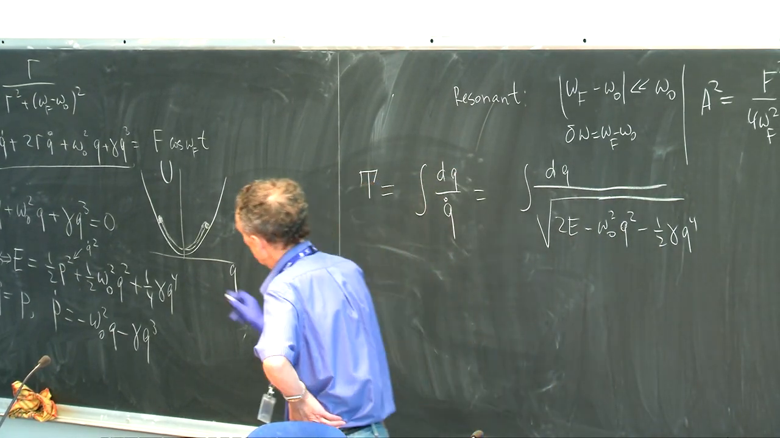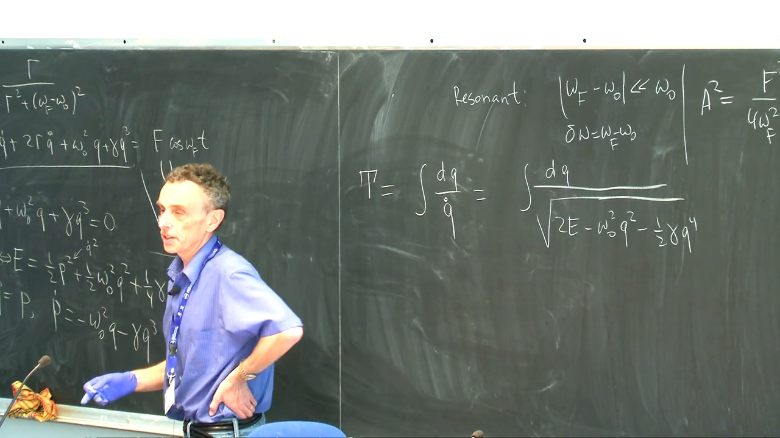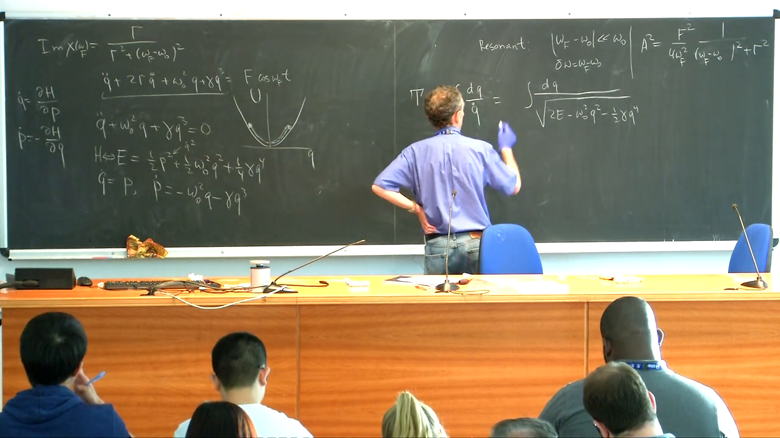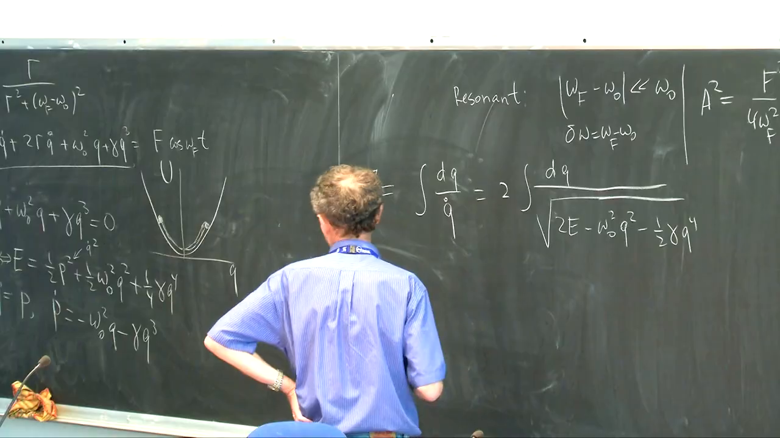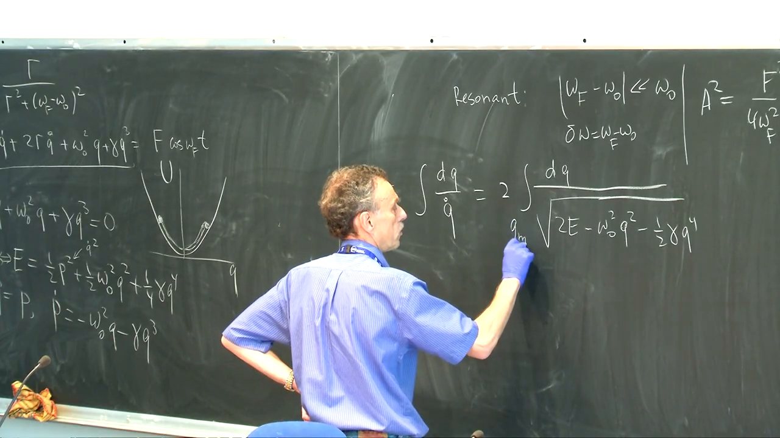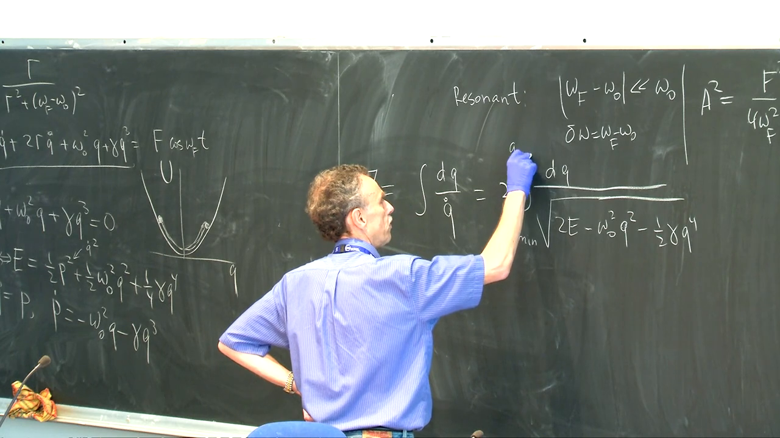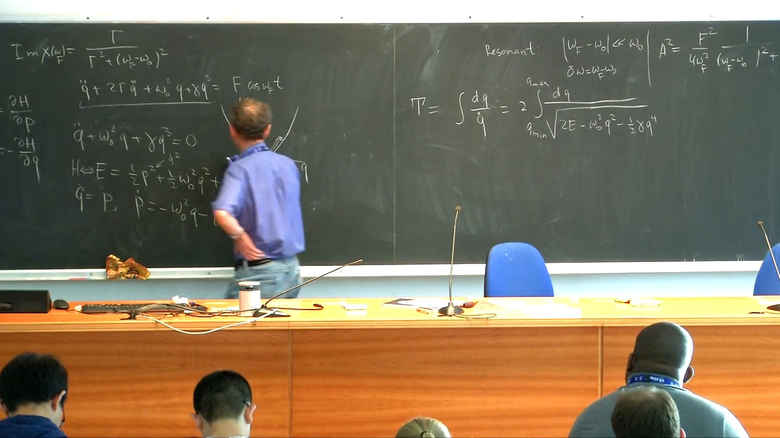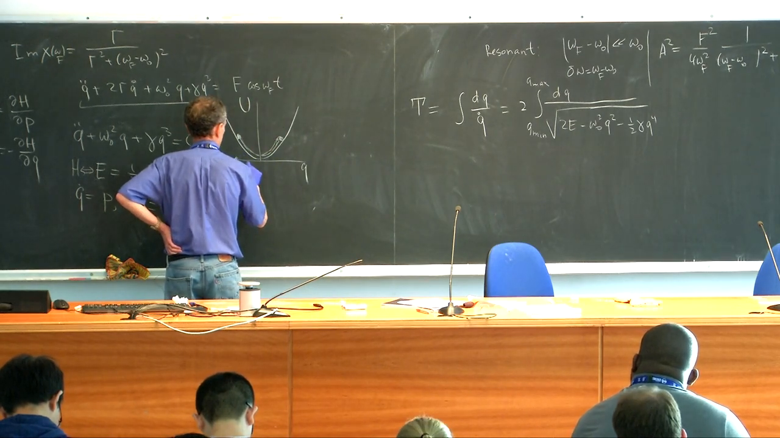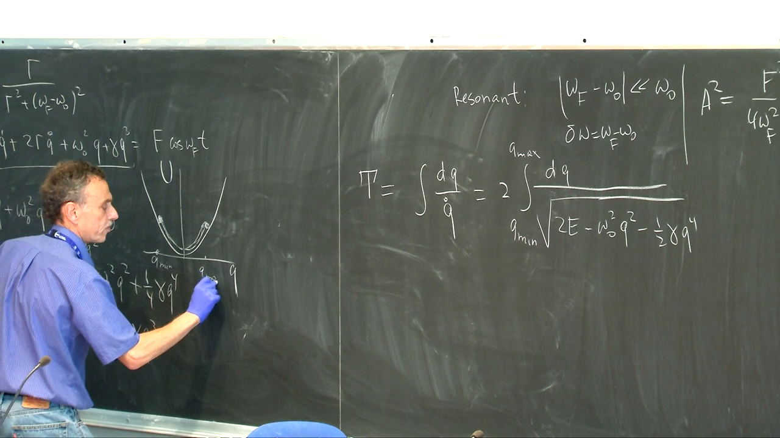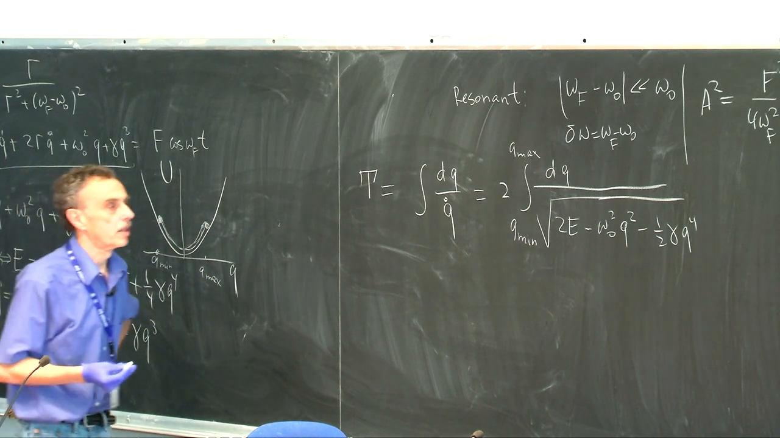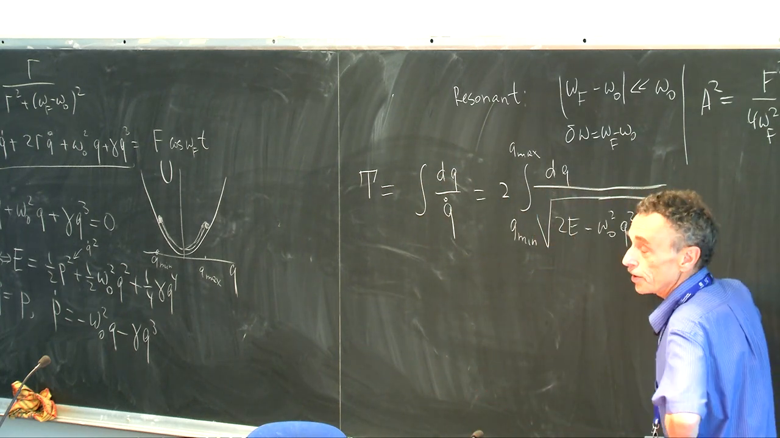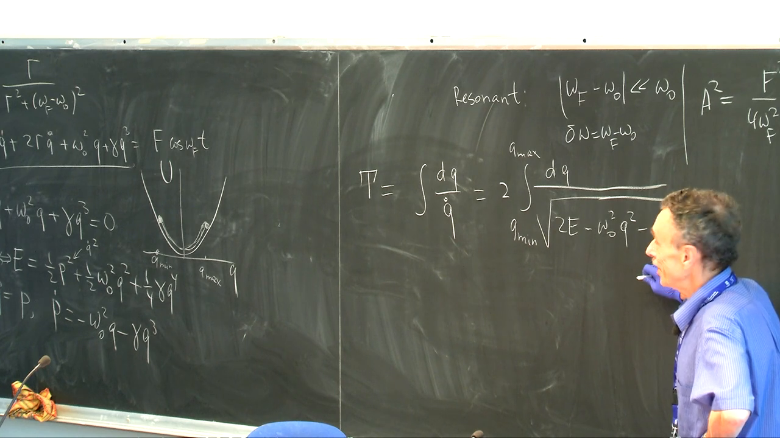And I understand that this vibration back and forth, the period, is just twice the vibration one way. So I will put here a factor of 2, integral from q minimum to q maximum, where q minimum is this position and q maximum is this position. Well, so can I calculate it? Well, Jacobi did it.